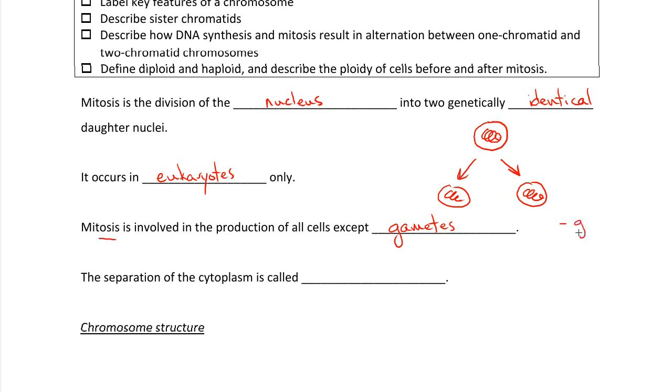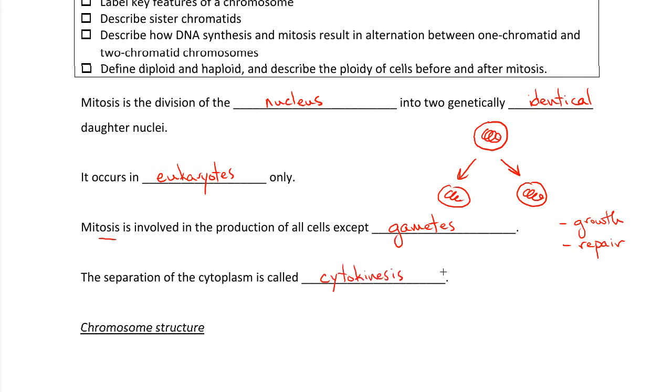Mitosis is involved in growth, how an organism grows from a fertilized egg, a zygote, into a complex multicellular organism, and in repair lifelong. The separation of the cytoplasm is not, strictly speaking, part of mitosis. It's separate, and it's called cytokinesis.